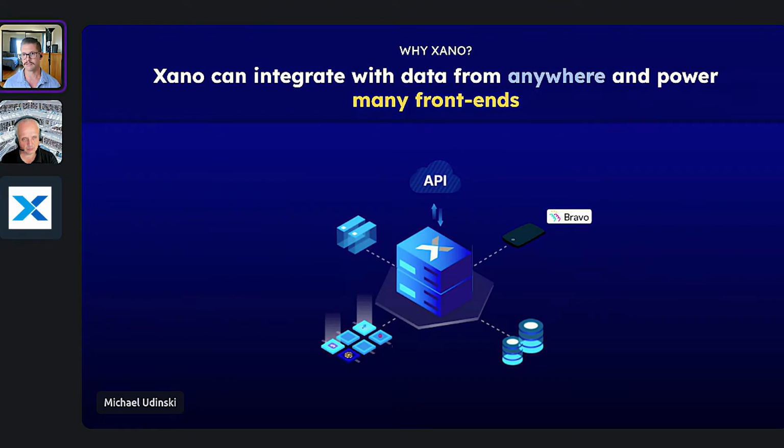And Xano can integrate with data from anywhere and power many front ends. So not only can Xano power your Bravo Studio mobile front end, but later on you might decide, I need a dashboard for my sales team. Xano can power that as well, being your backend source of truth. Also, when you're building an app, you'll start to find that you're working with a lot of APIs. For example, you might need to integrate with something like Stripe API to process your payments, or Twilio API to send your users SMS. So Xano can connect to any external API, and I'll actually demo that today, a little bit later here.